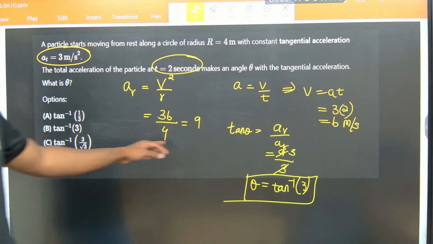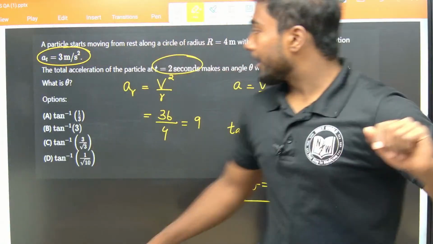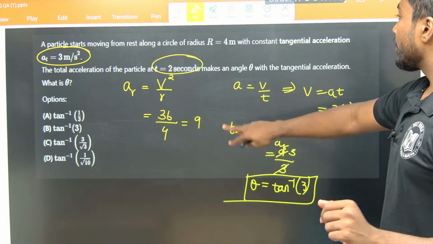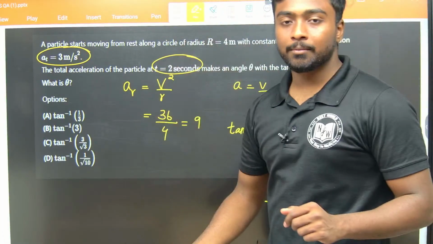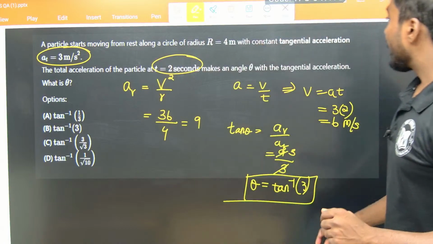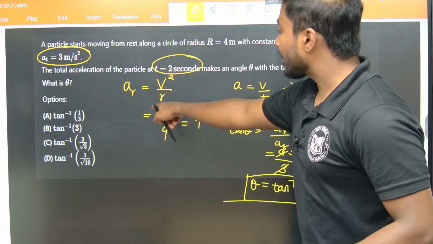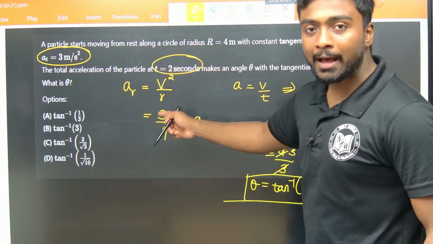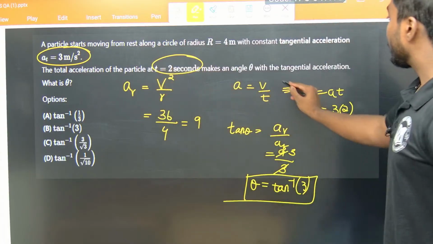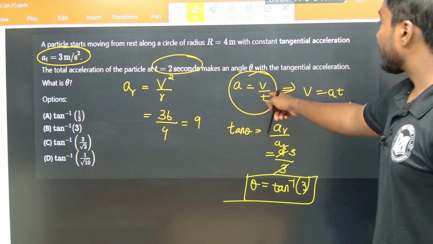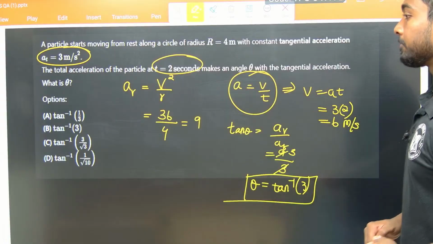So they have given the tangential acceleration. I need to find theta. Theta in the sense, obviously tan theta, the slope. I need to find the y and x, both I need to get. So I need to find the radial acceleration. The radial acceleration formula is v square by r. To find v, I am using the tangential acceleration, that is a is equal to v by t. So from that, v is equal to at.